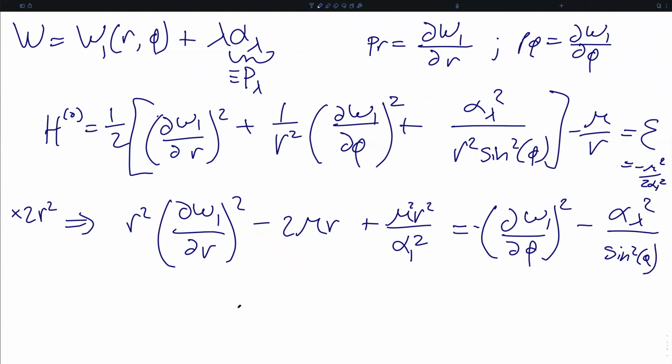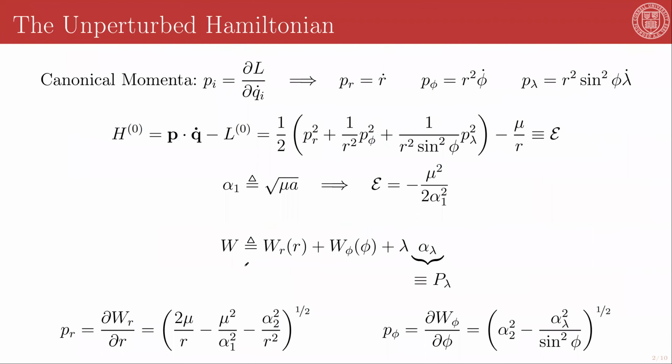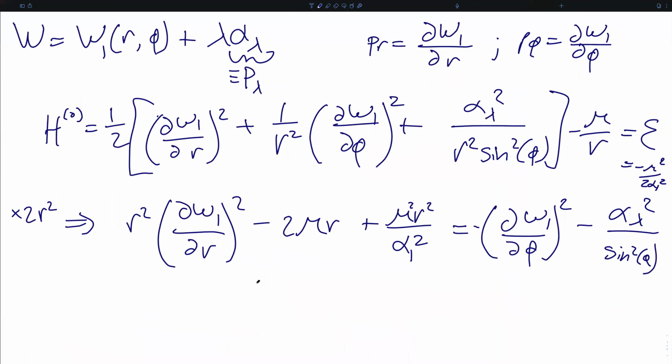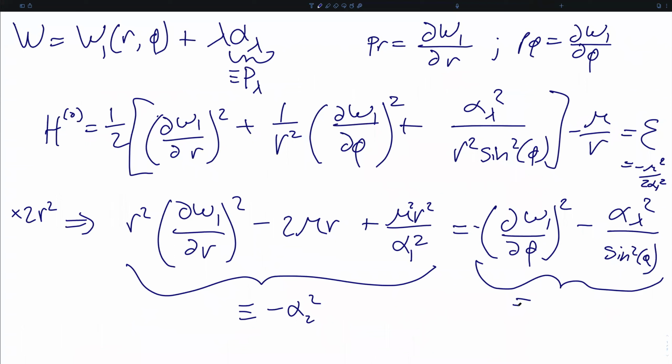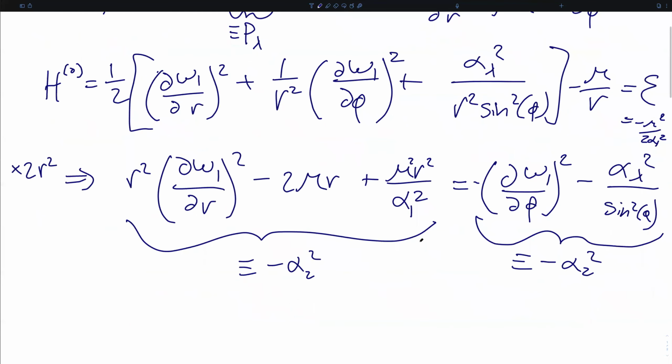And we see that we once again have a fully separable system, which means that in reality, our characteristic function, our generating function, is W_r, which is a function of r only, plus W_phi, which is a function of phi only, plus that original alpha lambda term. So let's go ahead and perform our separation of variables. We are going to choose negative alpha 2 squared as a separation constant. And so we are going to set this entire term equal to negative alpha 2 squared, and similarly, this entire term equal to negative alpha 2 squared.